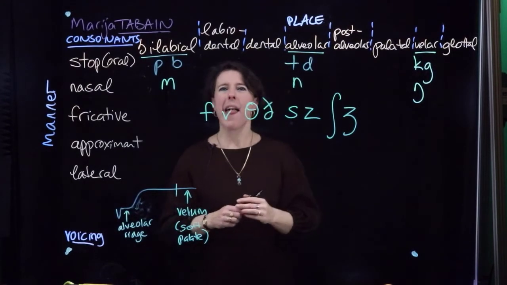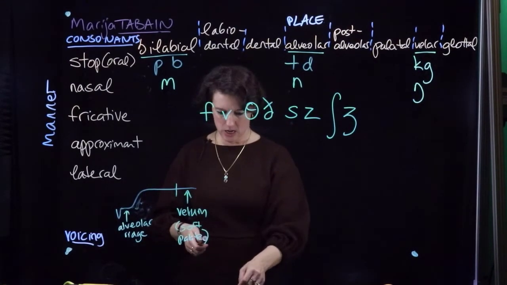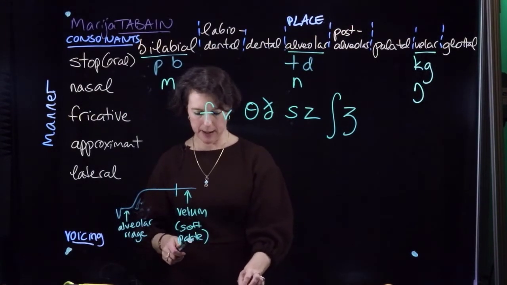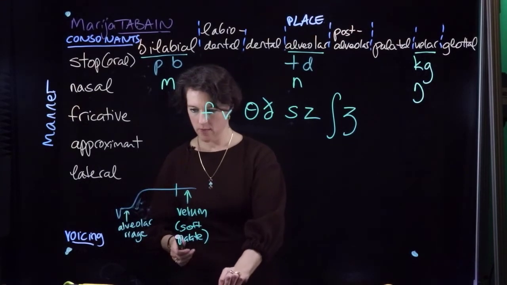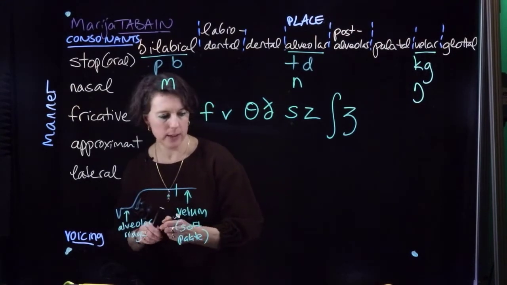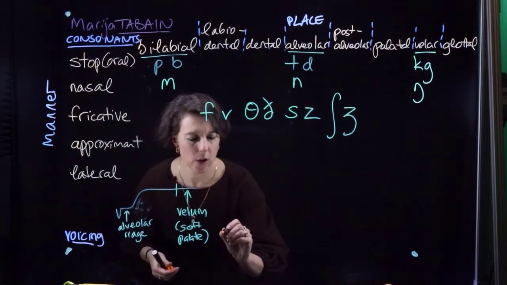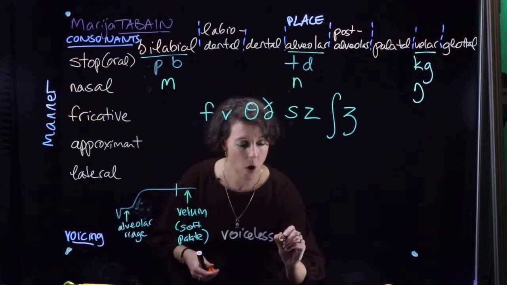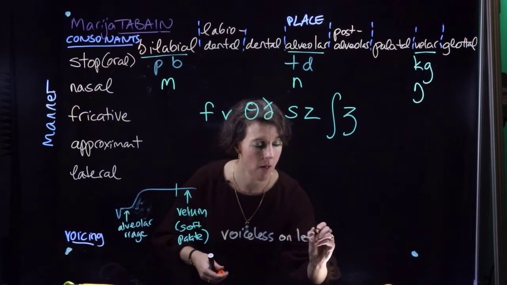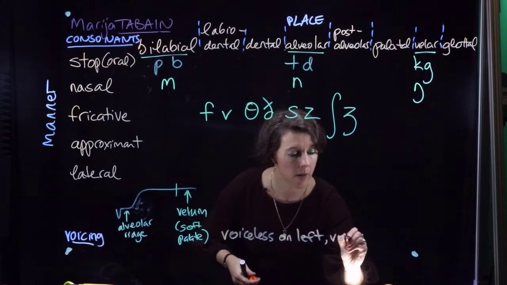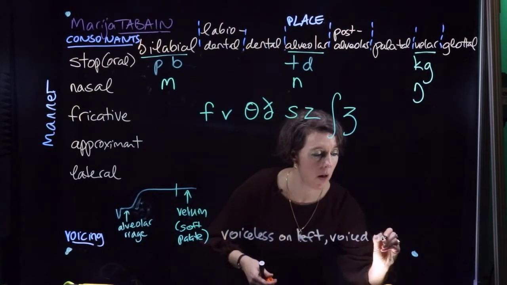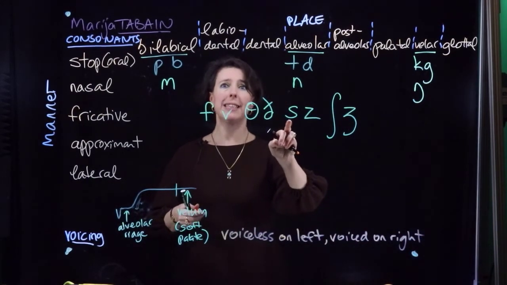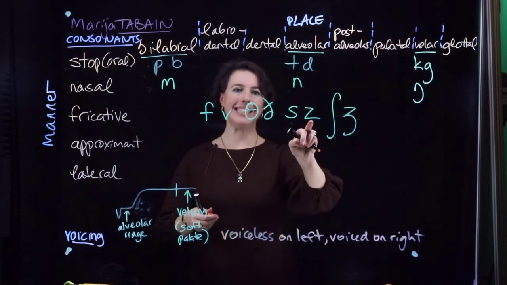So I think I might just have to write a bit. I'll try and do it down here. So voicing, I'll have to write this here. The way we write it on the International Phonetic Alphabet chart, voiceless on the left, voiced on the right, okay? So we always write the voiceless on the left, s, and the voiced on the right, z.